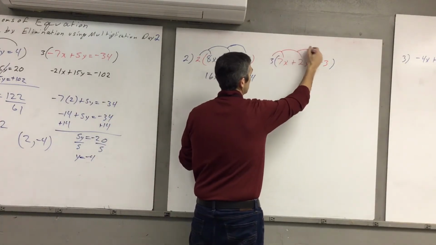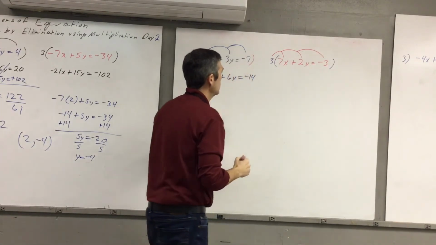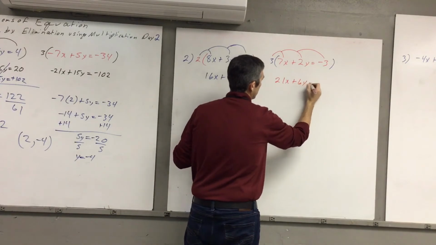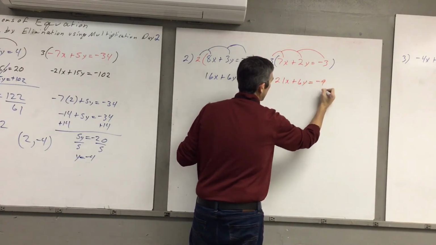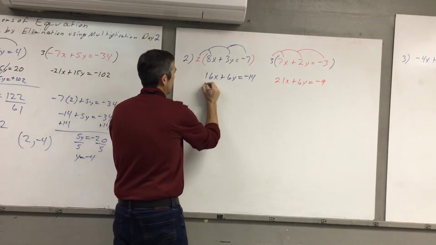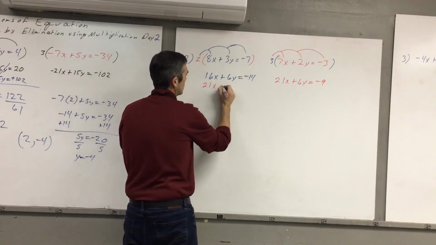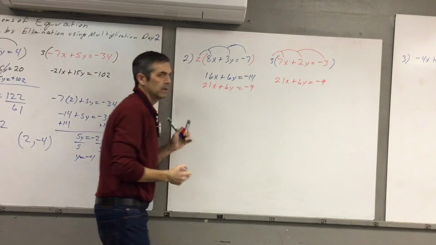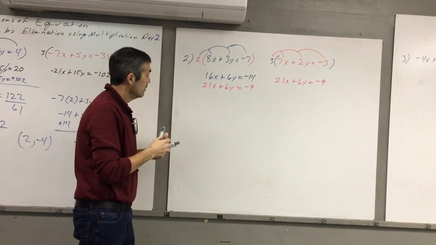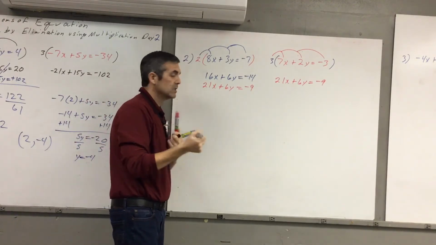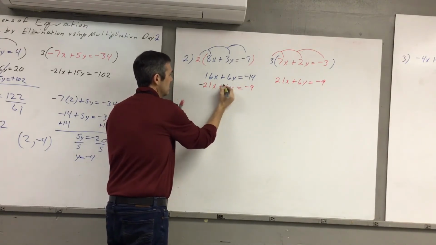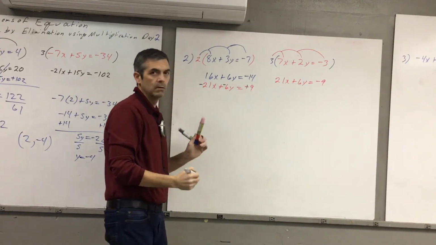Here, here, and here. Okay, so that gets you 21x plus 6y equals negative 9. And I'm going to line them up. 21x plus 6y equals negative 9. Now look, I've got to come through here and change these signs because this won't get rid of them. So here, here, and here.